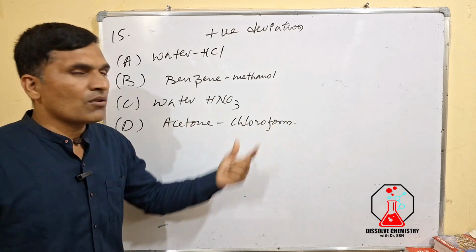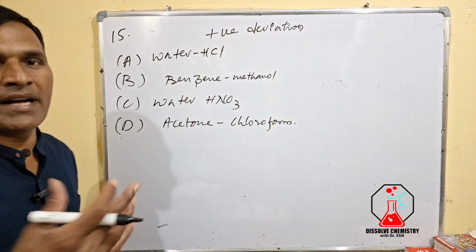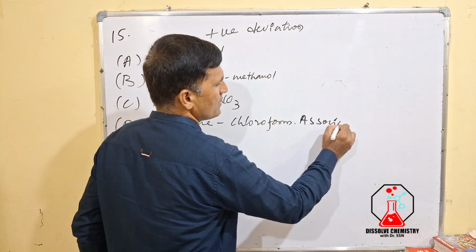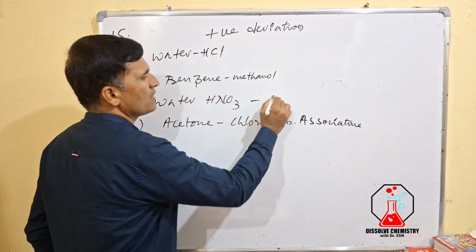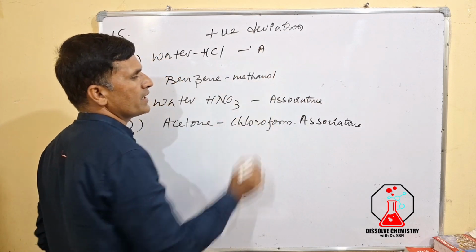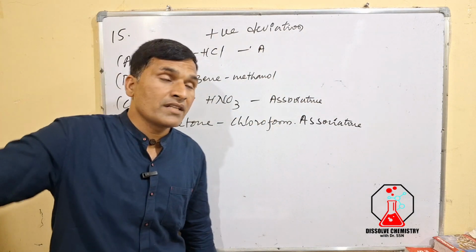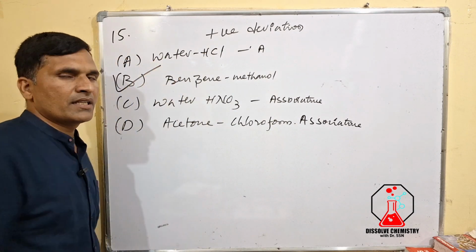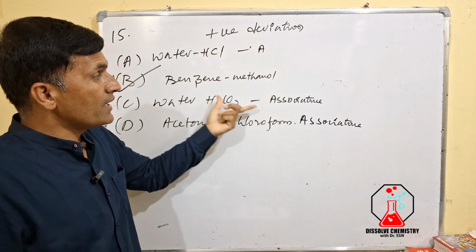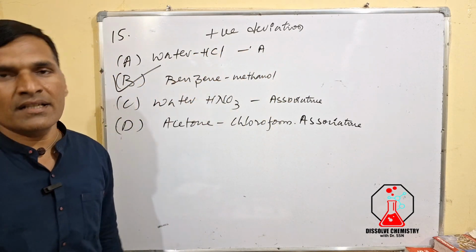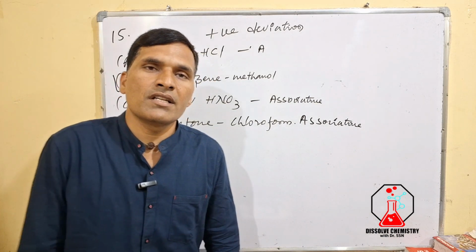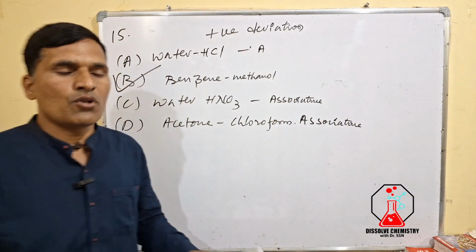Then acetone and chloroform form hydrogen bonds, so they also show associative behavior. All three of these options show associative behavior, meaning negative deviation, so your right option should be B, that is benzene and methanol. Literally I am also not remembering that benzene and methanol show this, but by neglecting all these wrong answers we can find this as the right answer, which shows positive deviation from Raoult's law. Okay, let us move on to the next question.